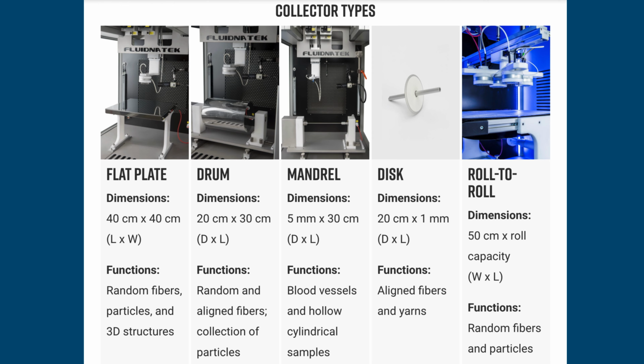The collector plays a crucial role in determining the final morphology and orientation of the fibers. Stationary collectors, such as flat plates, produce randomly oriented non-woven mats, while rotating collectors, including drums and discs, can induce alignment by applying mechanical drawing forces. Specialized collectors, such as mandrels, enable the fabrication of tubular structures, whereas roll-to-roll systems facilitate continuous production.